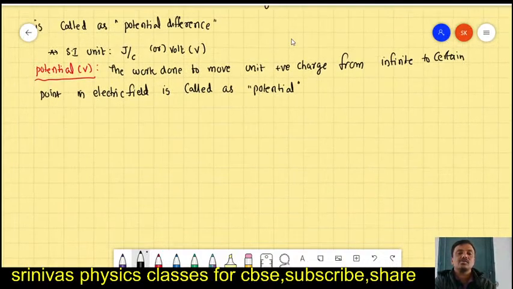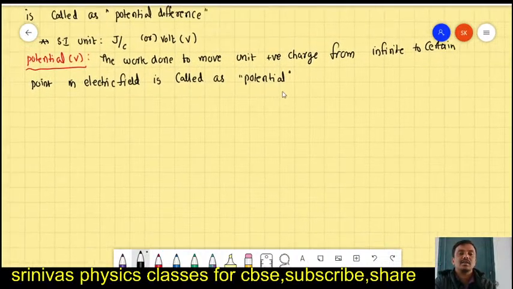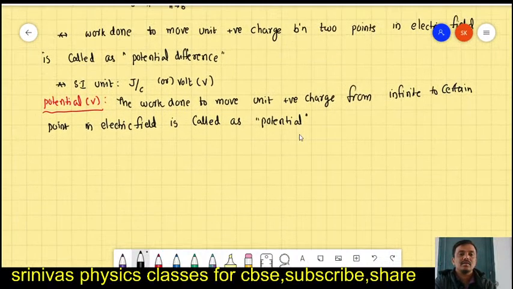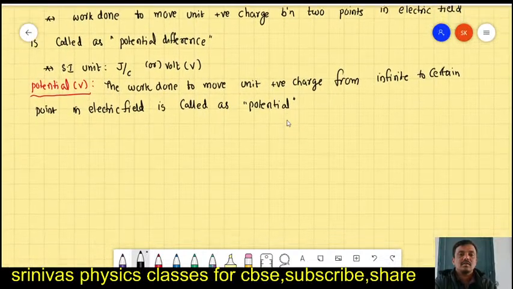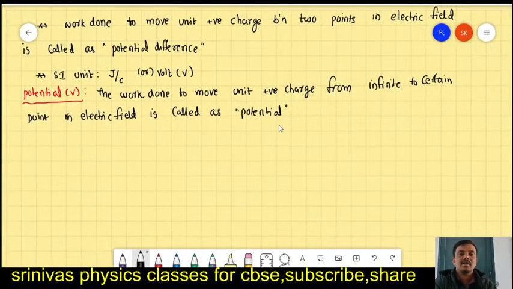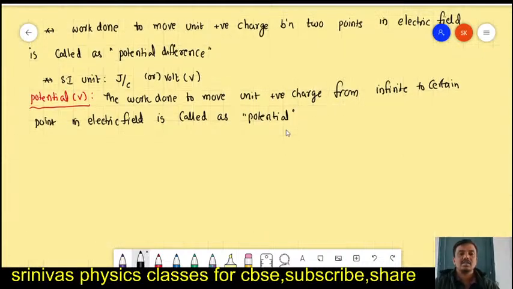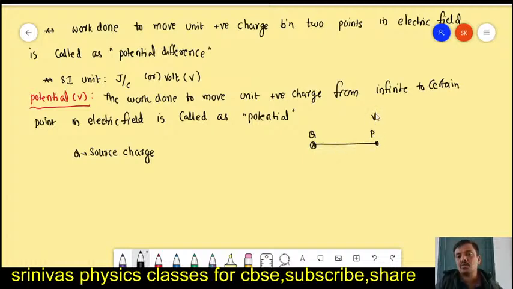I will explain this one also. Okay, how to define this potential. You see here, previous one is the potential difference, and now the potential is the work done to move a charge. This is for example q charge. This is a source charge. Capital Q is the source charge. Source charge means it can produce the electric field around it. And here this is a point P. At this point I want to find out the potential, and for that what we have to do here is take the infinite.